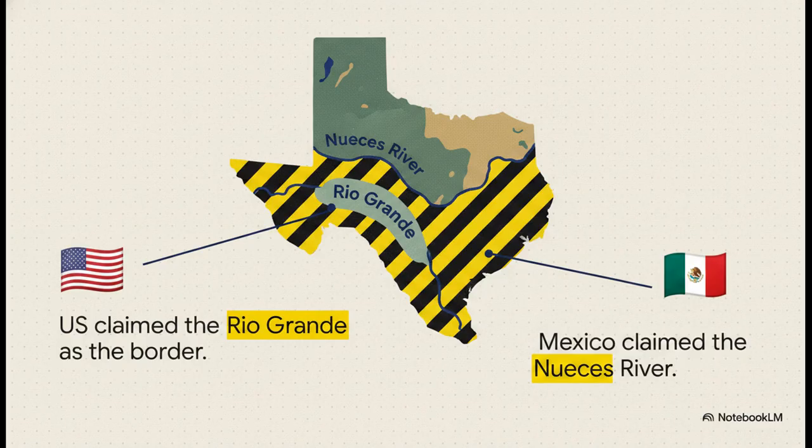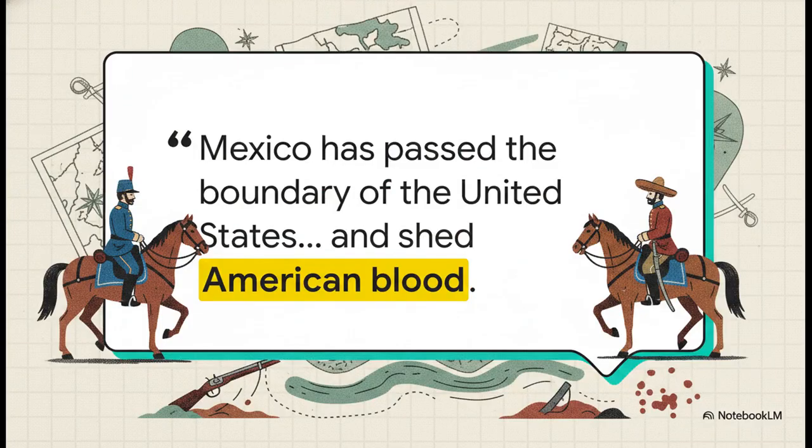You see, the U.S. claimed the southern border of Texas was the Rio Grande River. But Mexico, they claimed the border was the Nueces River, which sits a whopping 150 miles to the north. This created a huge, overlapping flashpoint known as the Nueces Strip, and both sides were absolutely convinced that this land was rightfully theirs. So tensions are high, and they finally boil over in April 1846.